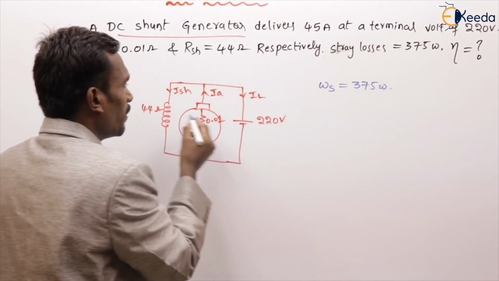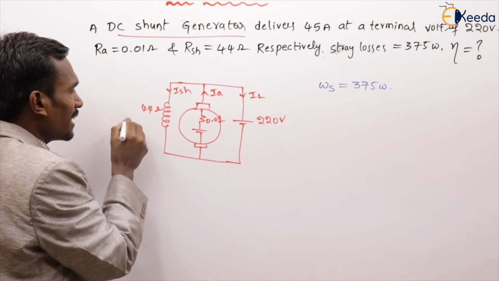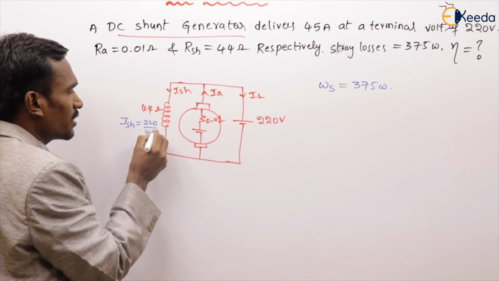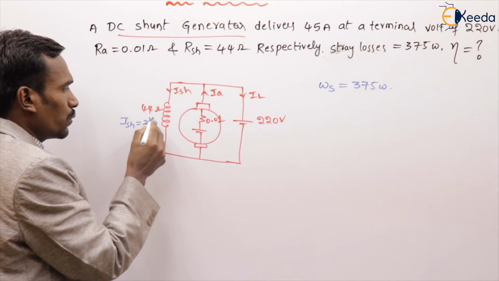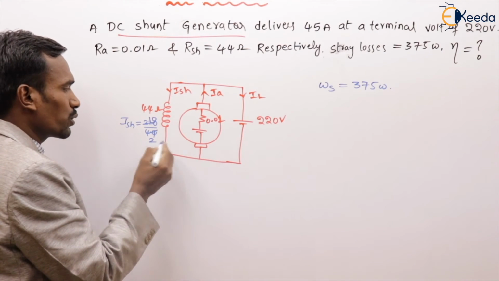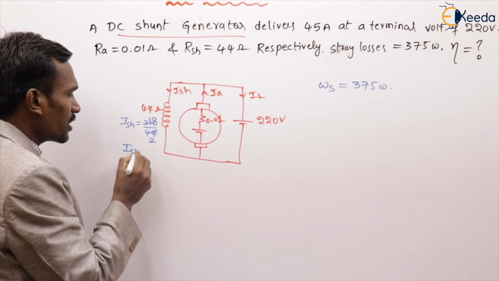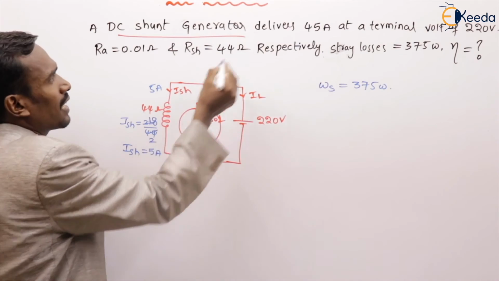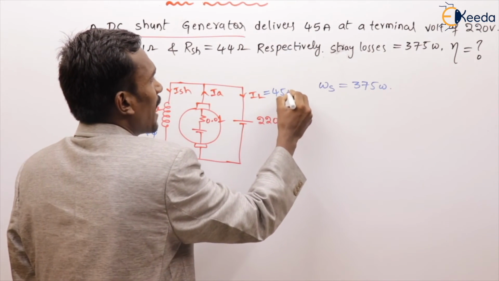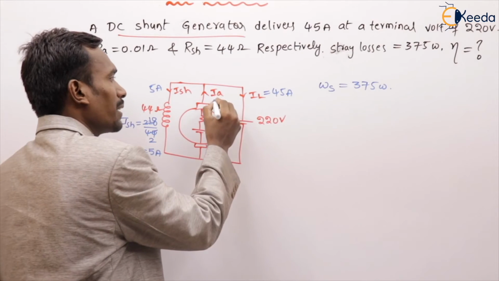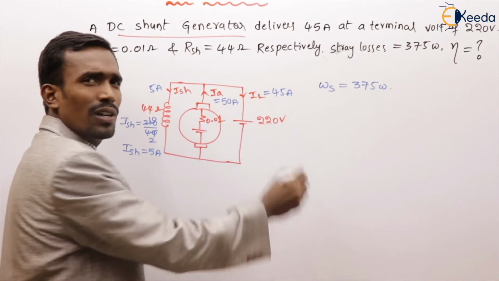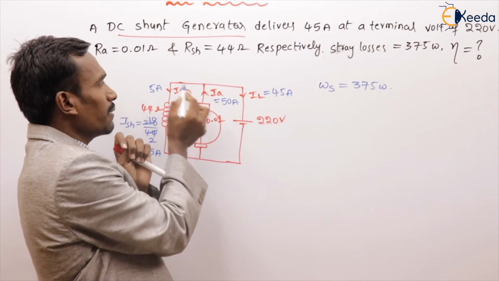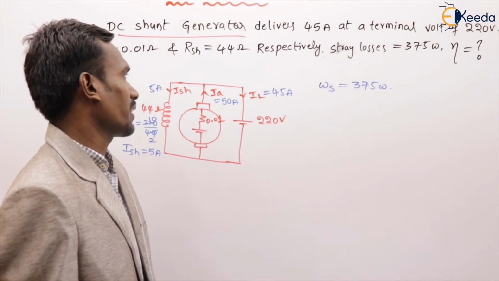First, can you tell me what is ISH? ISH is equal to V by RSH, 220 by 44, so ISH is equal to 5 amperes. ISH is 5 amperes and the line current given is 45 amperes, so the armature current is 5 plus 45, which is 50 amperes.